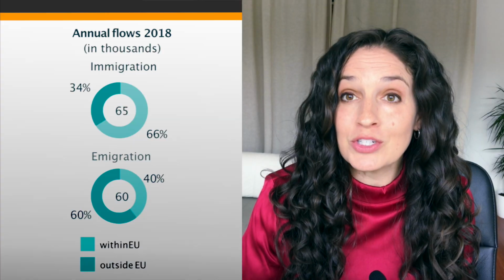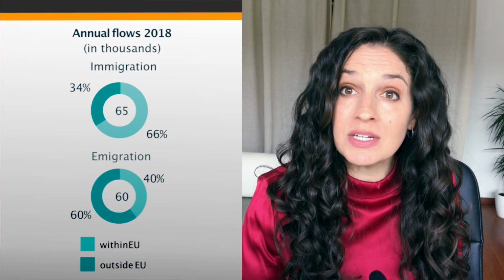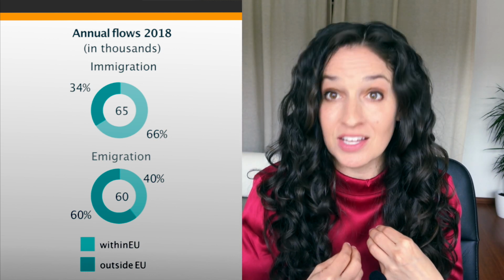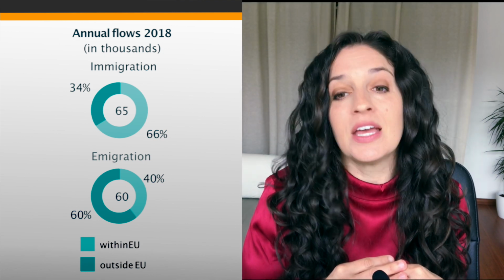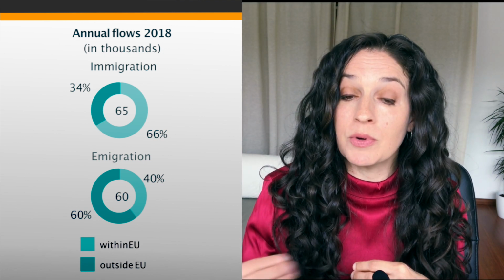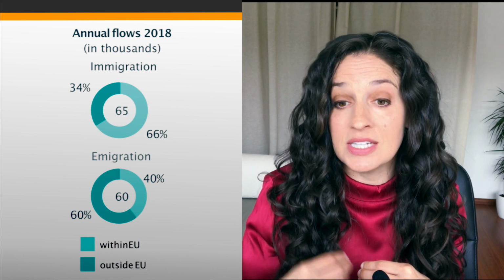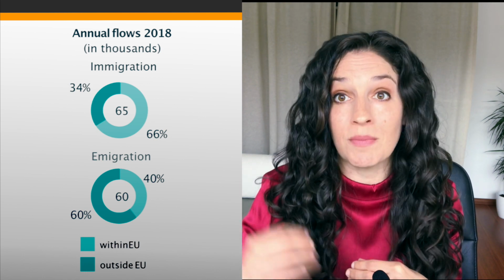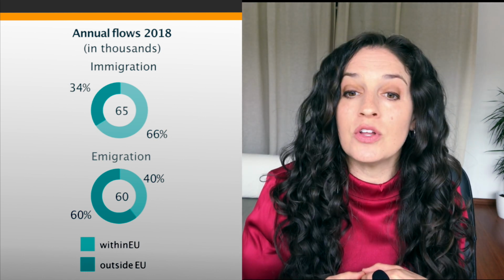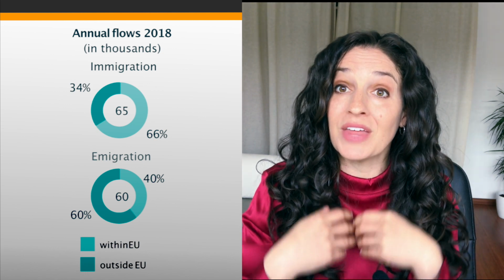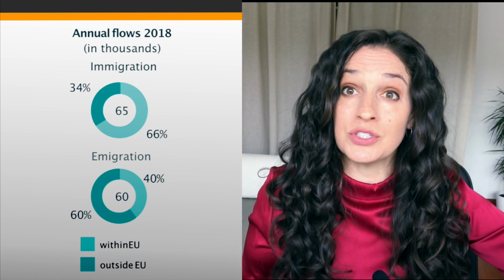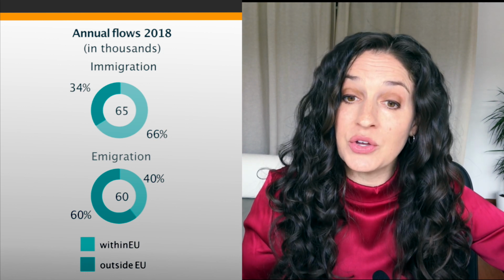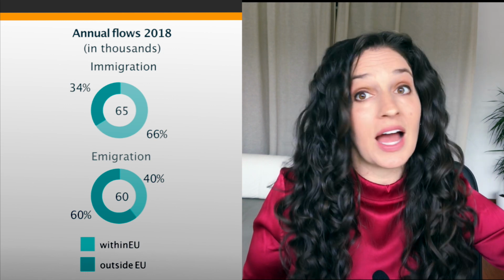Now let's look first at immigration. So what does immigration mean? It has to do with people coming into a country, and in this case we're looking at people coming into Denmark. So in 2018, 66% of the people that immigrated to Denmark were from within the EU, and only 34% were from outside of the EU. Now, if we look at emigrants, or the people that left Denmark in this period to go reside somewhere else, 40% went to reside within the EU and 60% moved outside of the EU.